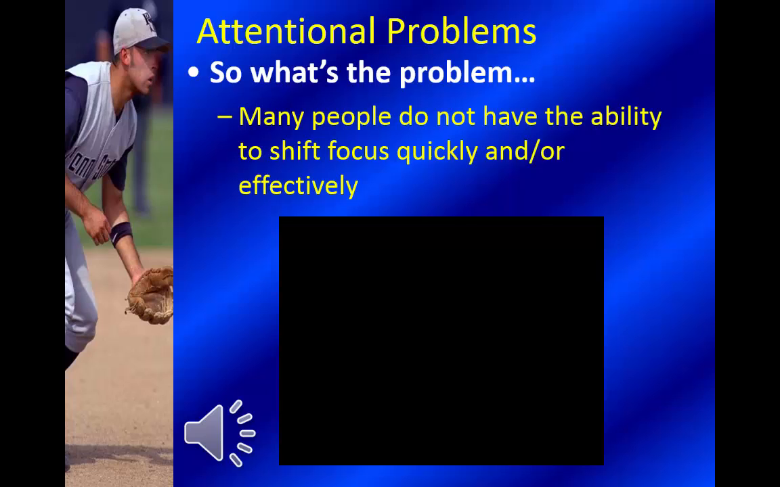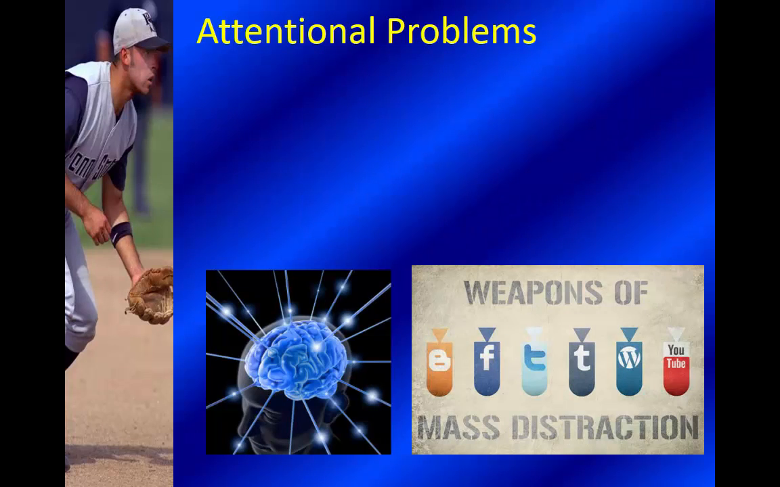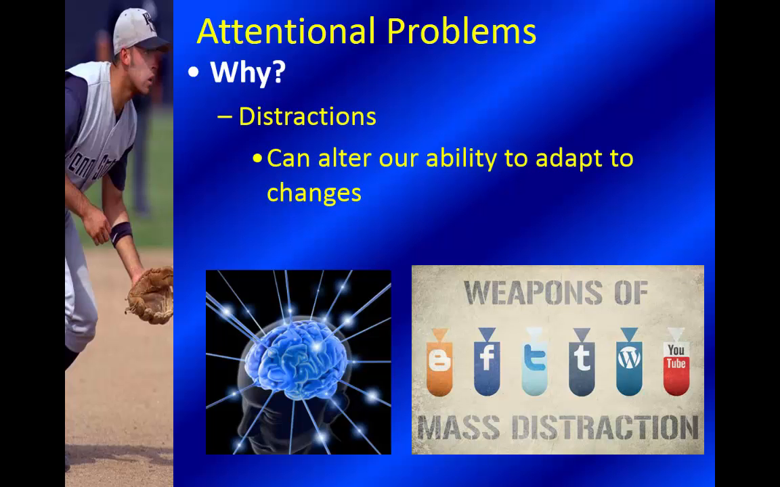I know I feel this way on a daily basis, so I'm sure that you do too. We can be diverted in our attentional processes rather easily, especially by external stimuli. So why do people have attentional issues? One issue could be from distractions, such as the dog in the video. Distractions can alter our ability to adapt to changes, and also the speed at which we do so.